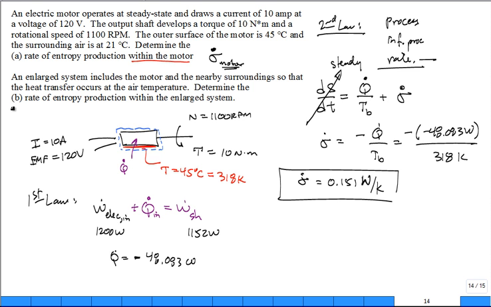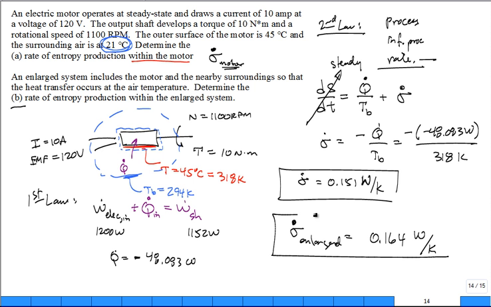Now, if you do an enlarged system that includes the motor and the nearby surroundings so that the heat transfer occurs at a boundary temperature that is at 21 degrees C, so the boundary temperature is at 294 Kelvin, you can compute that the rate of entropy production in that enlarged system is equal to the same Q divided by a lower T, and it is 0.164 watts per Kelvin. Answer for part B.